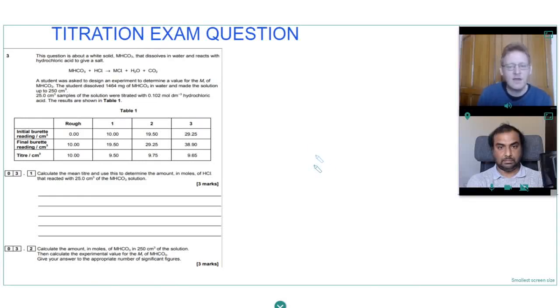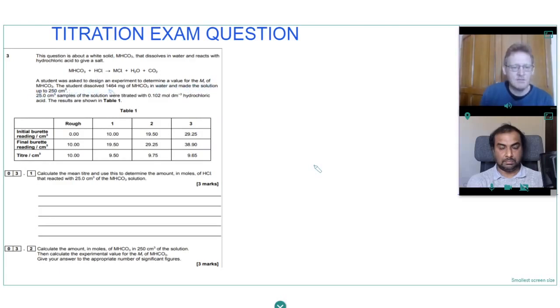Okay, so today we're going to have a look at a titration exam question. And the question is about a white solid, MHCO3, that dissolves in water and reacts with hydrochloric acid to give a salt. The student was asked to design an experiment to determine a value for the MR of MHCO3.